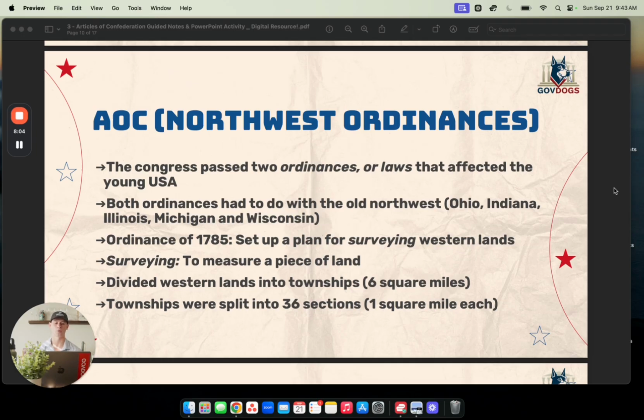What the Northwest Ordinance did was actually divide the Western lands into townships. If you take a look at the map of the United States and look at either the state shapes or the shape of the towns, you can see this.